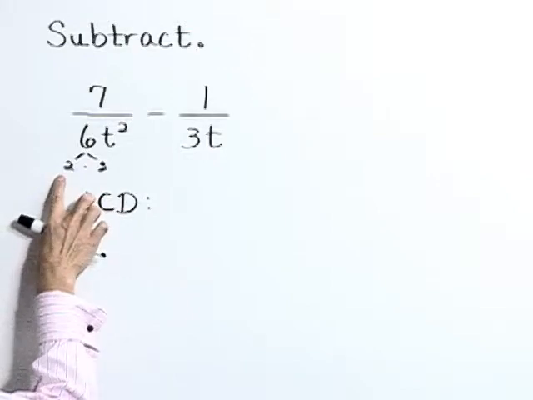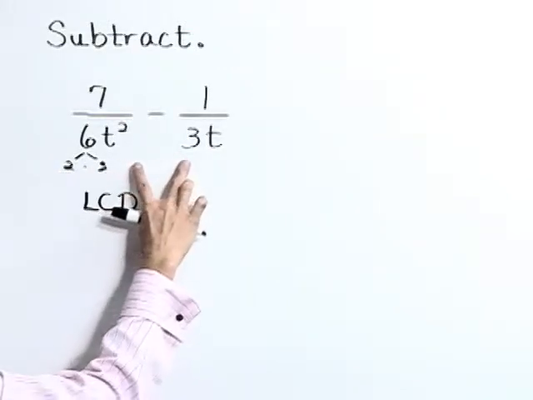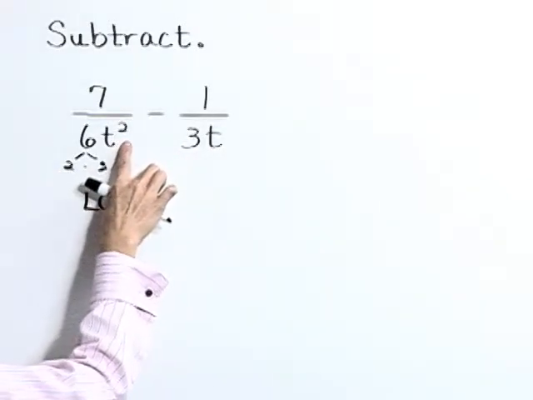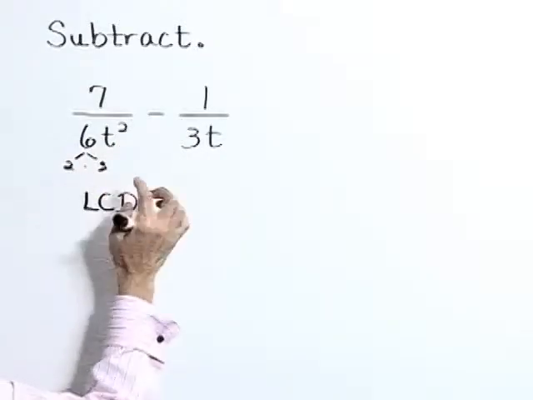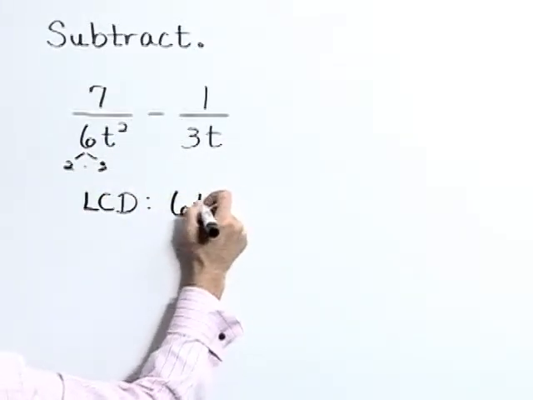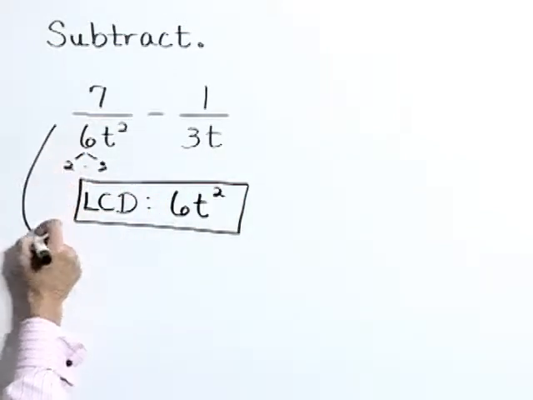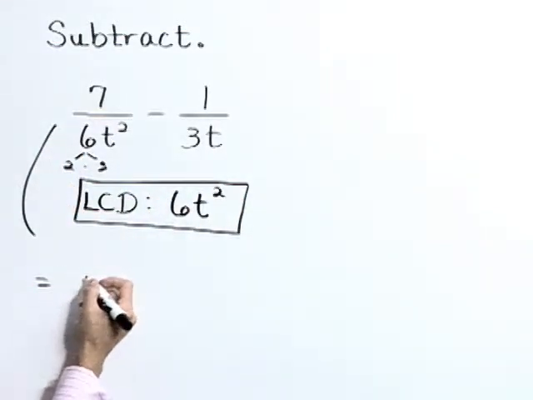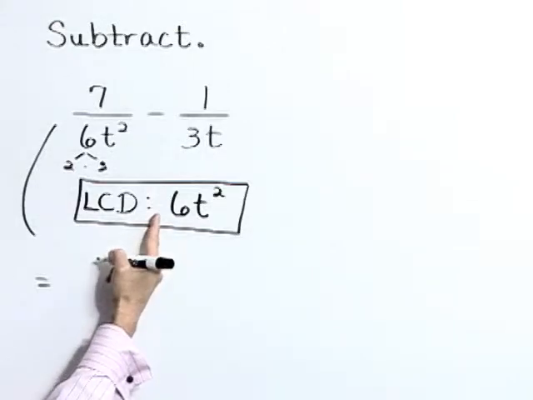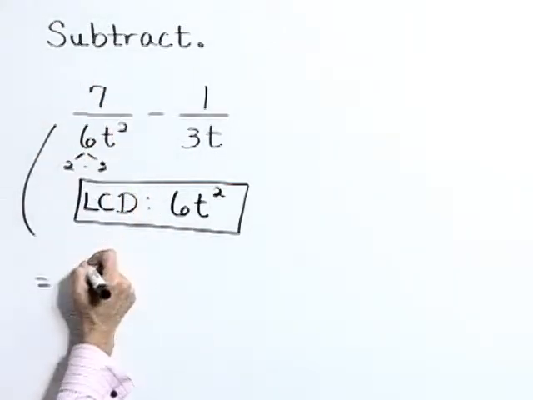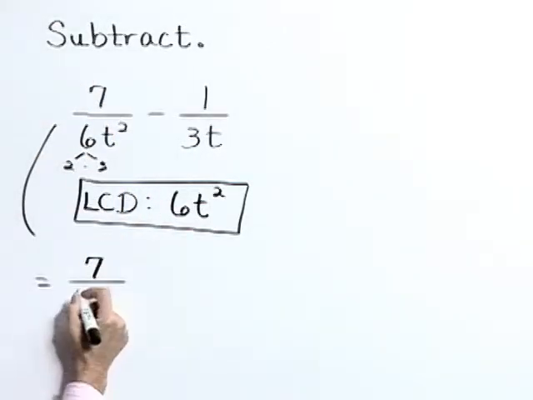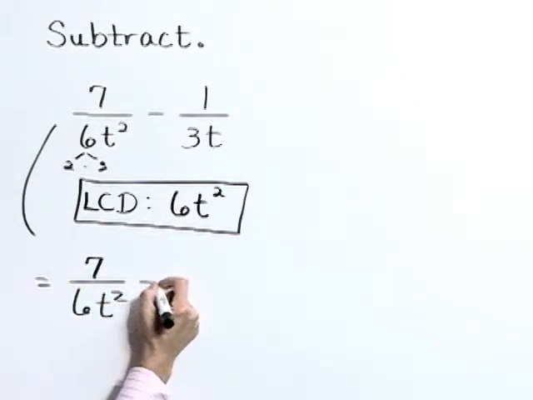is going to have in it a factor of 2, a factor of 3, and a factor of t squared. In other words, a 6t squared. So let's just make a note of that. Now, let's build these denominators up so that they both have that. Our first one is already in the correct form. It is 7 over 6t squared.